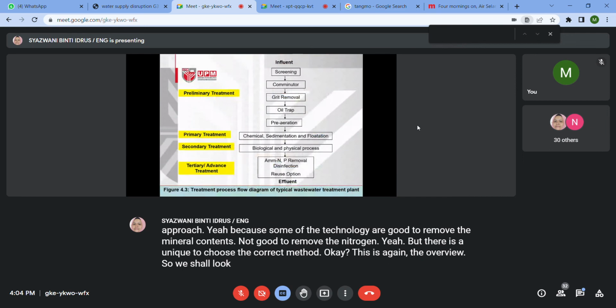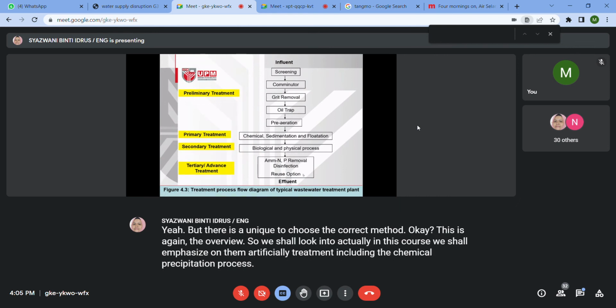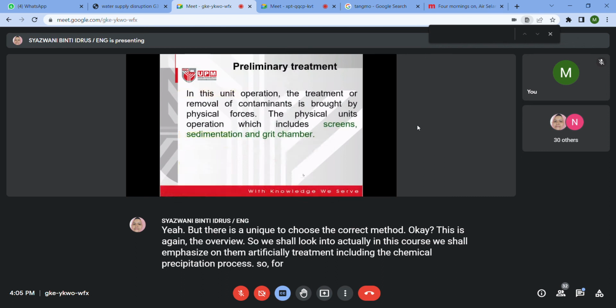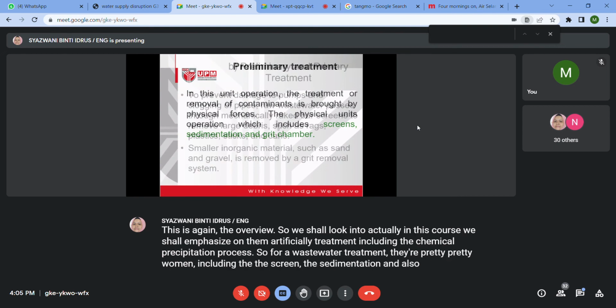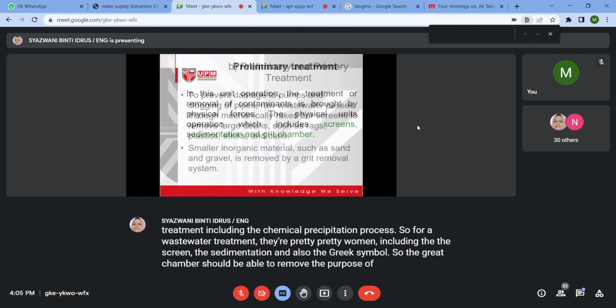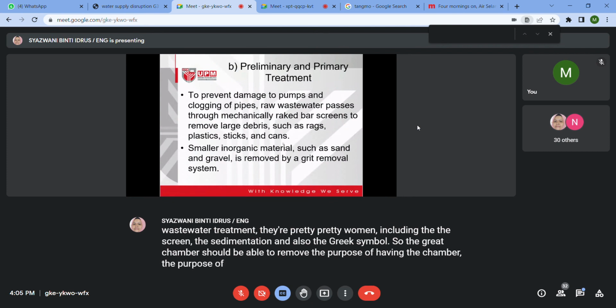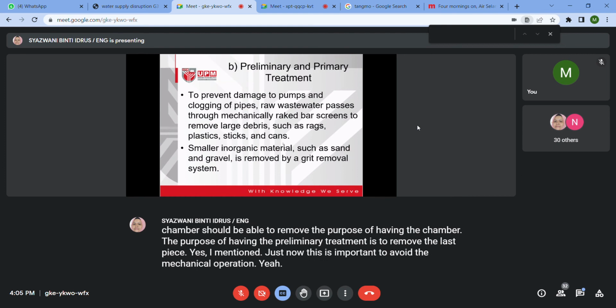So in this course, we shall emphasize the tertiary treatment, including the chemical precipitation process. For wastewater treatment, the preliminary treatment includes the screen, the sedimentation, and also the grit chamber. The purpose of the preliminary treatment is to remove the large debris. As I mentioned just now, this is important to avoid mechanical abrasion. We also need to remove the grit.